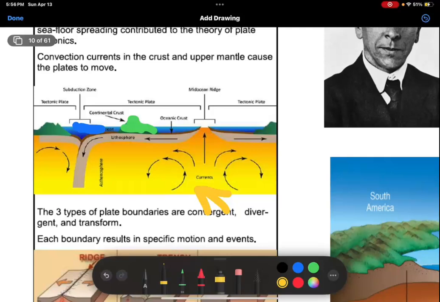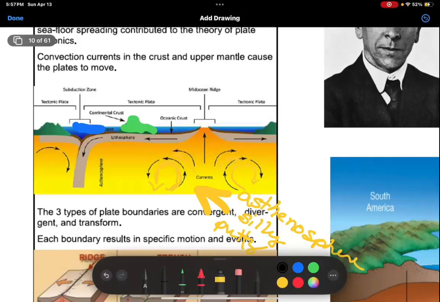And then underneath the Earth, this right here is our asthenosphere. This is really thick. Let's make it thinner. The asthenosphere is like silly putty, and we have these convection currents. As the magma or silly putty-like layer gets hot, it goes up, and as it cools, it goes down. And these movements are what help move the plates.